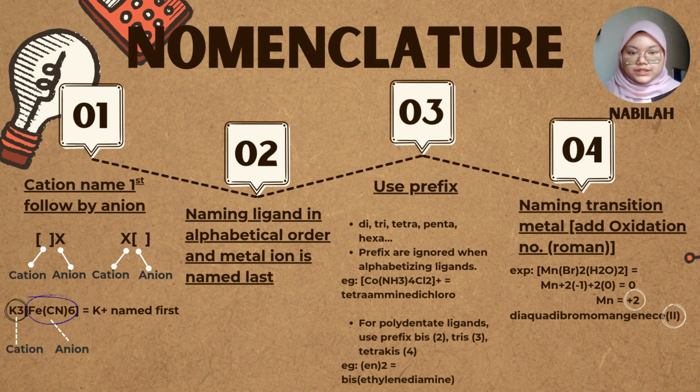Third, we use prefixes such as di, tri, tetra, penta, and hexa to indicate the number of ligands present. Lastly, for the transition metal, the oxidation number of the metal is written in a Roman numeral in brackets. However, these prefixes are ignored when arranging ligands alphabetically. For polydentate ligands such as ethylenediamine, we use special prefixes like bis, tris, and tetrakis instead of di or tri.